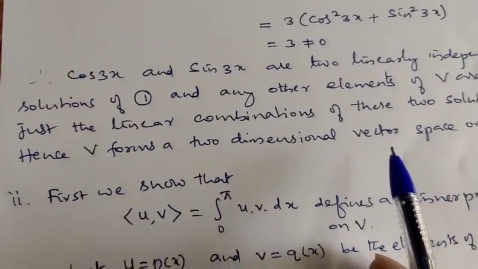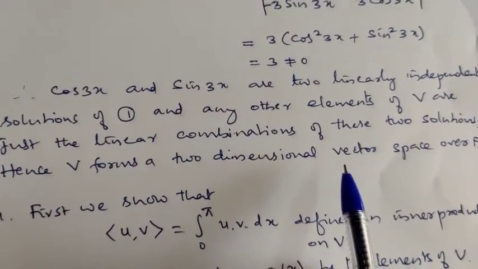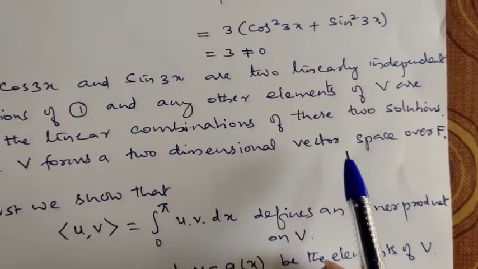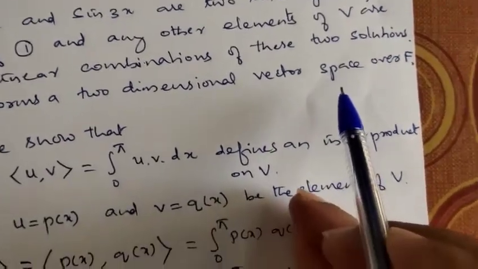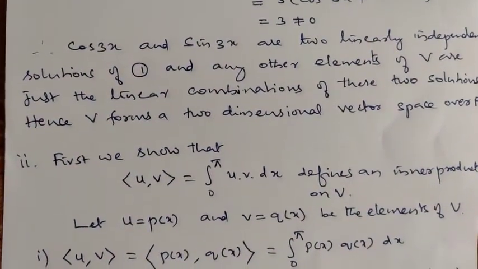Therefore, V, the solution set of this differential equation, is a two-dimensional vector space over the field F, or here R is the field. It's a two-dimensional real vector space.